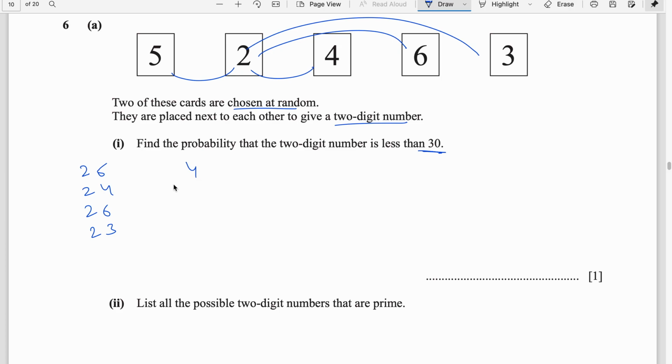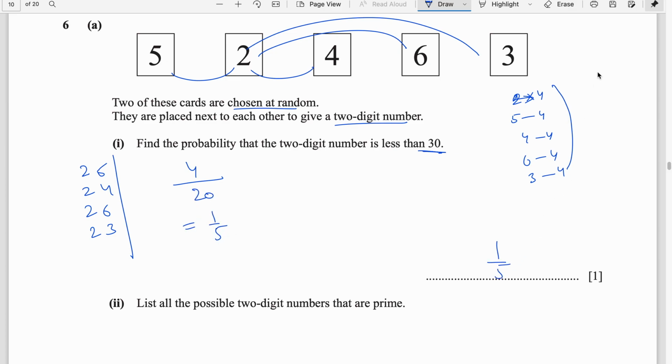And how many arrangements are actually possible? With 2 you can have 4 different arrangements. With 5 you can have 4 arrangements. So with 2, 4 arrangements, with 5, 4 arrangements, with 4, with 6 and with 3. So 4 times 5 is 20, and the probability is 1 by 5. You just have to understand this and do not write all the possible outcomes.